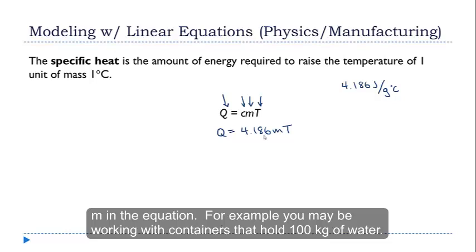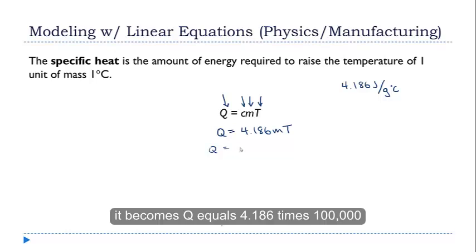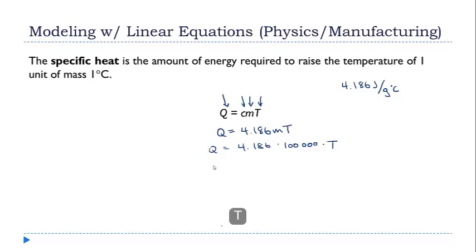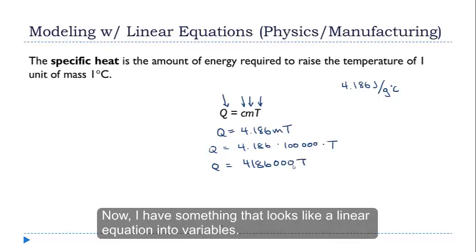Now, you're also going to know the amount of the substance that you're trying to heat, and that's the M in the equation. For example, you may be working with containers that hold 100 kilograms of water. Now, 100 kilograms is 100,000 grams. So if I substitute that for the value of M in our equation, it becomes Q equals 4.186 times 100,000 times T, or just Q equals 4,186,000 T.